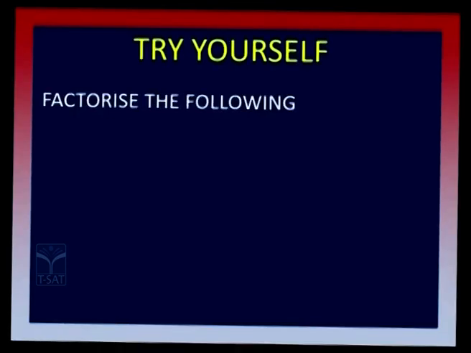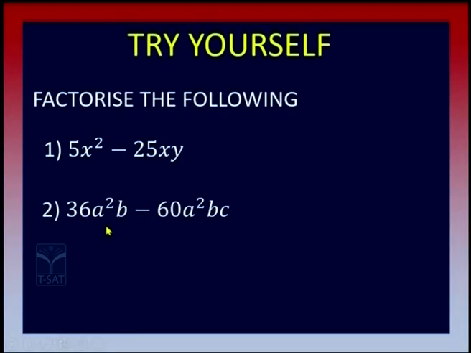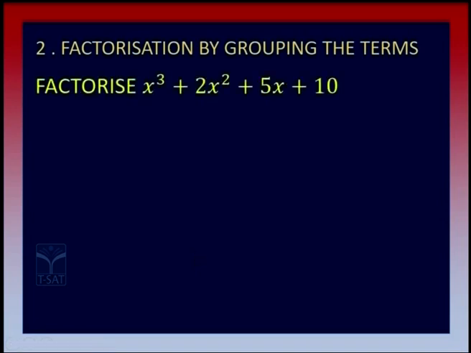Now it's your turn. You just try to solve some questions. See here, I gave you 2 questions. The first one 5x square minus 25xy, and the second question 36a square b minus 60a square bc. Using the first method, try to factorize these 2 questions. Now let us go to the next method, that is factorization by grouping the terms. Here is a question for you. X cube plus 2x square plus 5x plus 10.